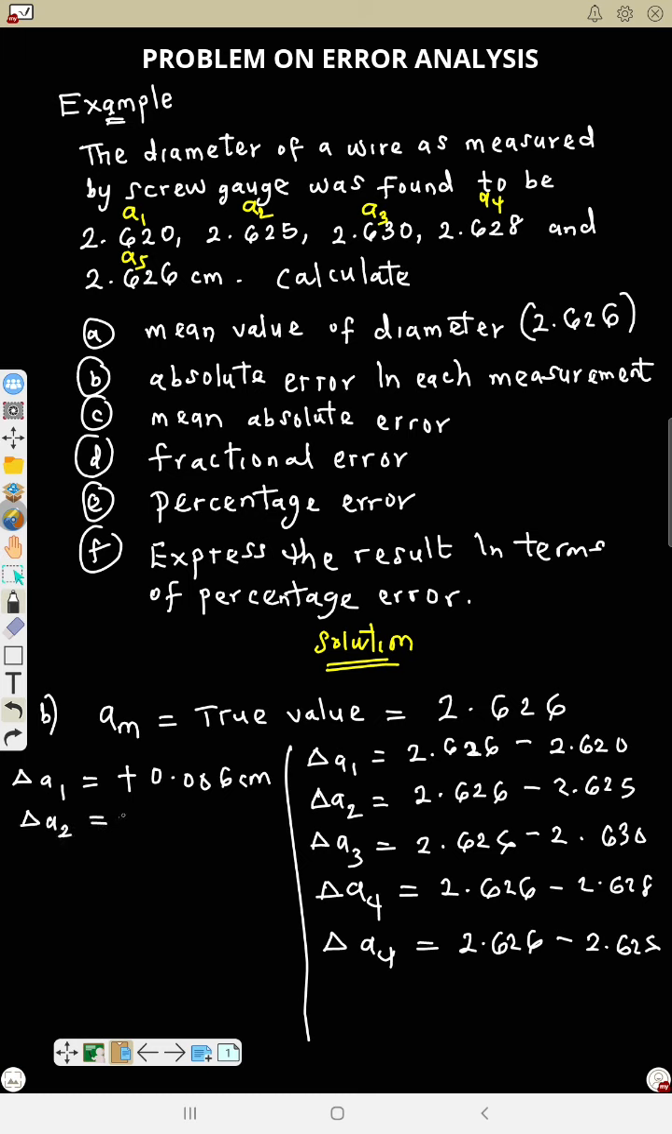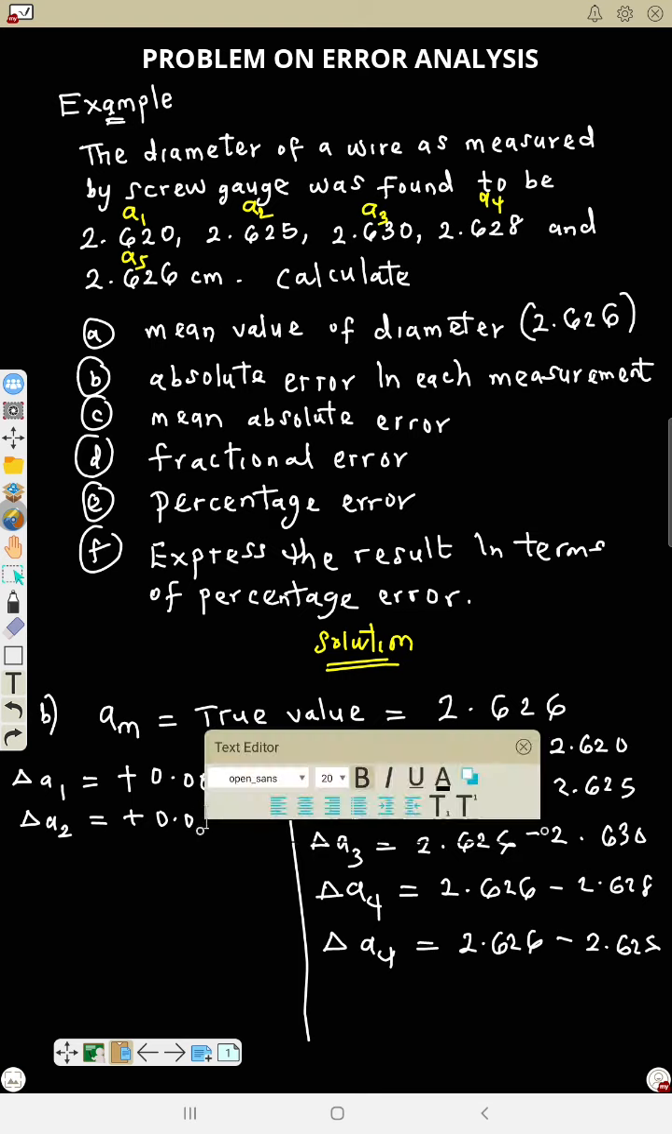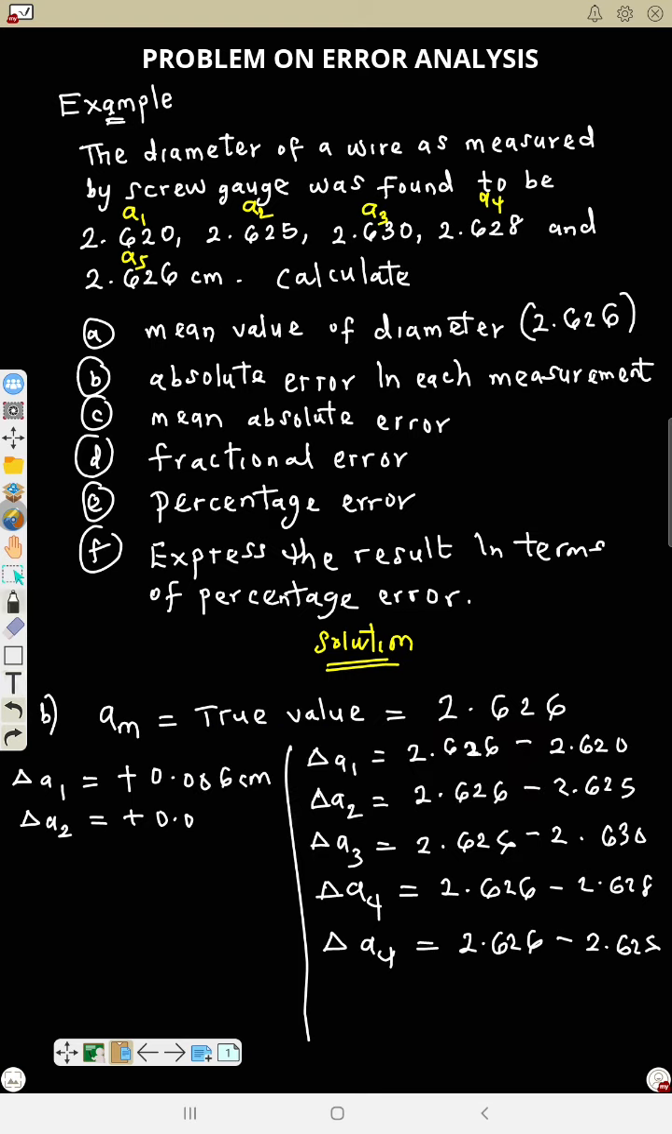Absolute error in the second measurement, plus 0.001 centimeter. So this minus this. For delta 2, this minus this, press calculator.